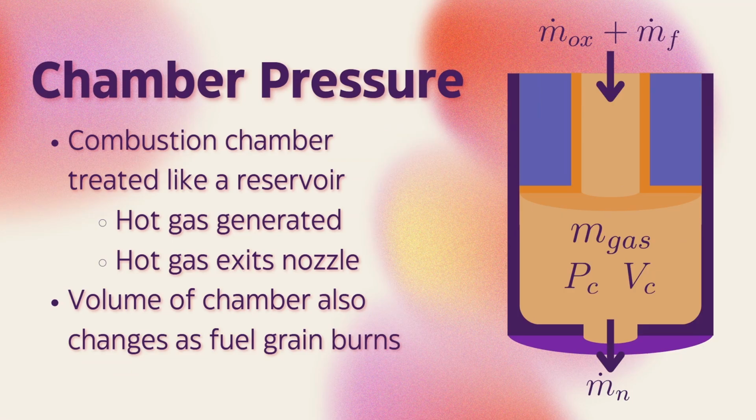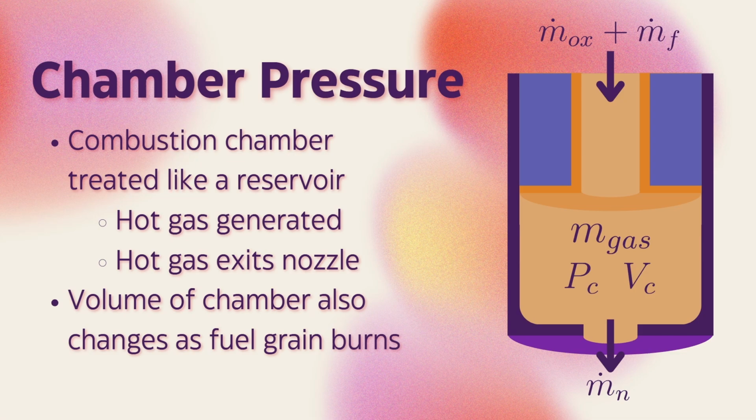The next part of the simulation has to do with the chamber pressure. I got this part of the model from this program called the Hybrid Rocket Analysis Program. Basically, it treats the combustion chamber like a reservoir. So you have some amount of oxidizer and fuel that enter, and then some amount of exhaust gas that leaves through the nozzle. To complicate things more, the volume of the chamber also changes as the fuel grain burns.